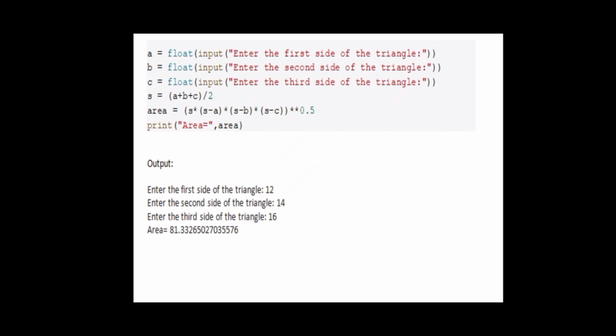So in the same way, the first side of the triangle is 12, the second side is 14, the third side is 16, then area equals 81.3326 dot dot dot.